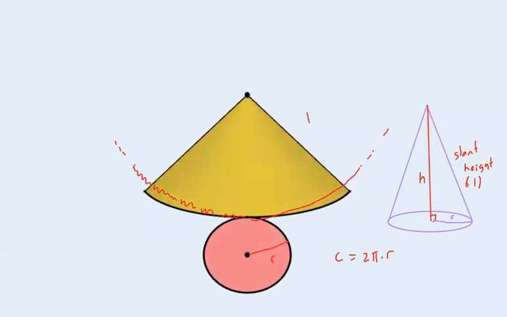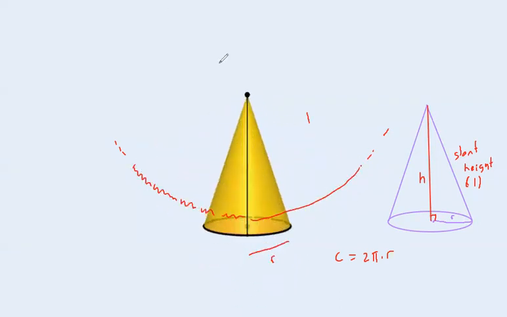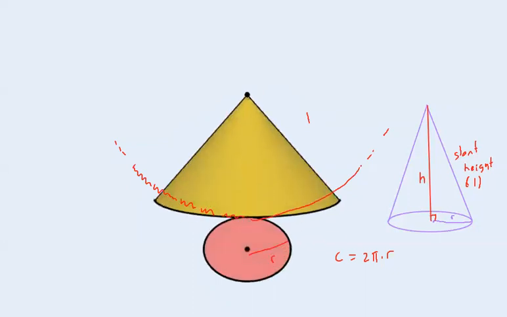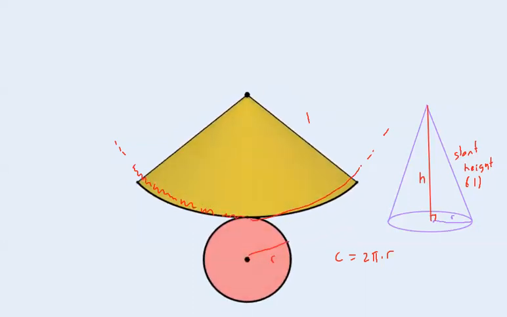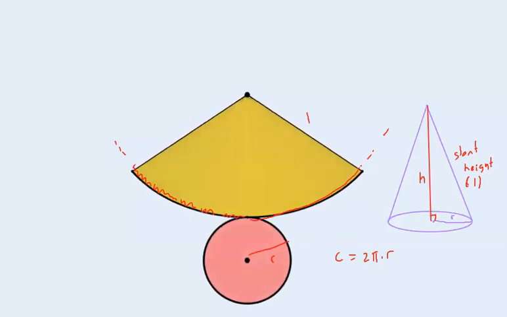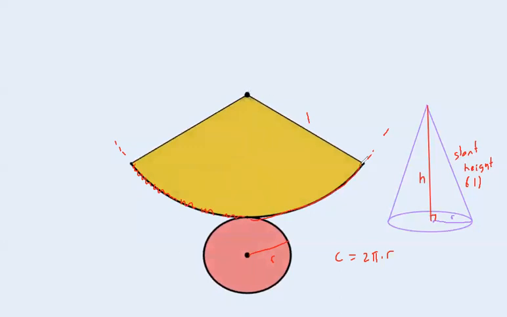If you just put it back, you see this distance right here is actually going to be this slant height. When you put it back into that position, you will see that this slant height is actually the radius of that larger circle that you could make if you want to.